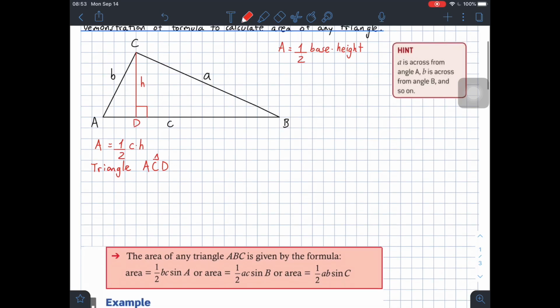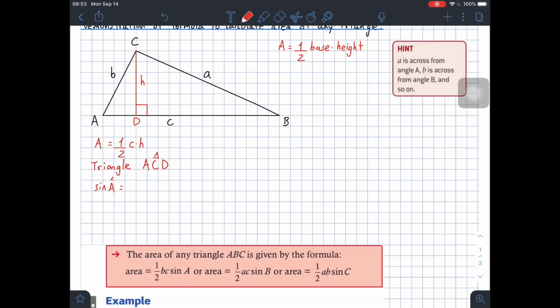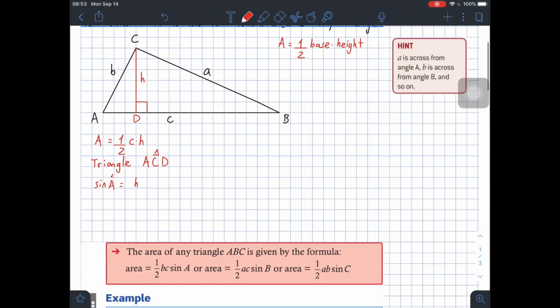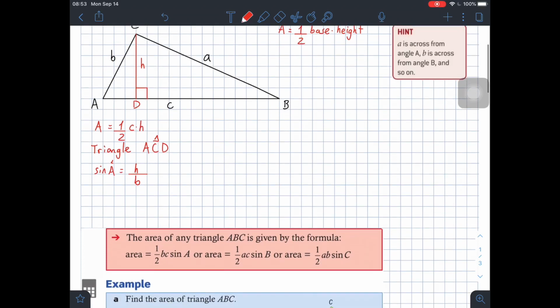So sine of angle A, and I remember that I can apply SOHCAHTOA here because we're talking about a right angle triangle, is equal to opposite, which is h, over hypotenuse, which in this case is b. That's an important relationship here. Now, if I solve for h, leaving h alone, we're going to say that h is b times sine of angle A.